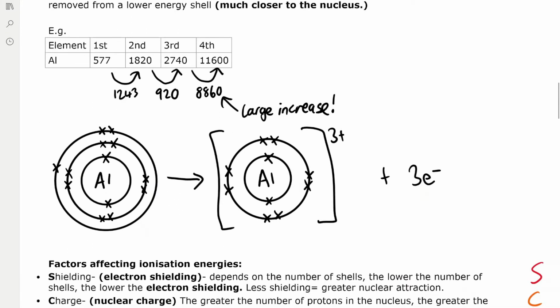And you can see this represented in a diagram. So in the aluminium atom, we have 3 shells, and as these 3 electrons are removed from this outer shell, we then start to remove from the second energy level. So once we've removed 3 electrons, then for the fourth ionization energy, we have to remove another electron, and that requires a much larger energy than before because the electrons are so much closer to the nucleus, so there's a much greater nuclear attraction to the electrons.